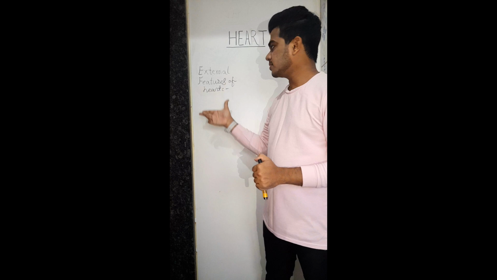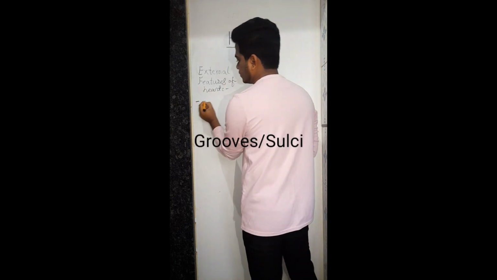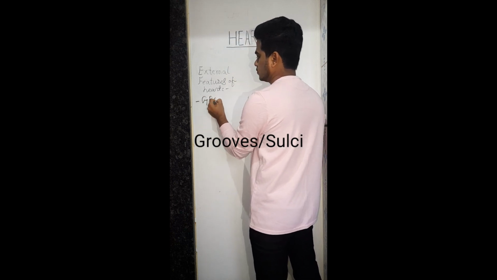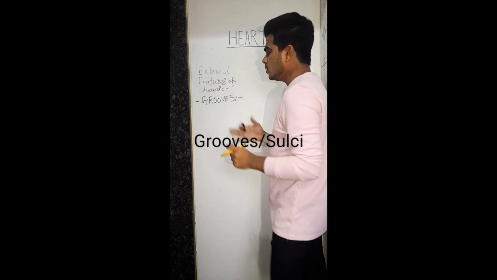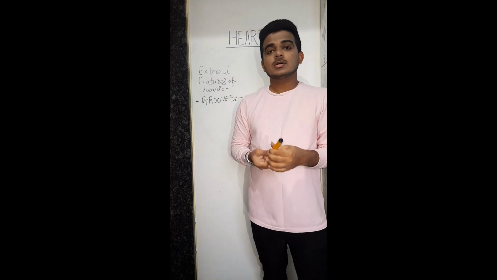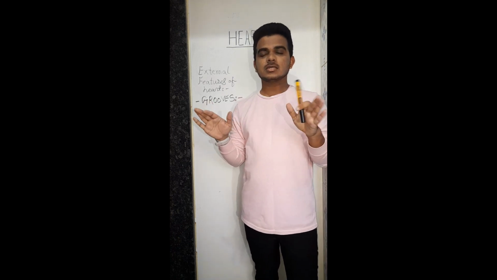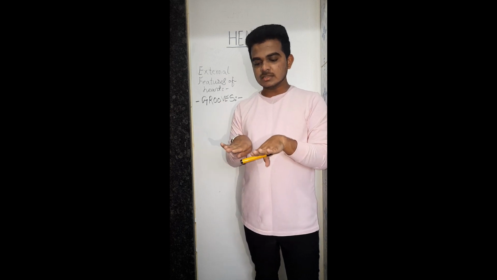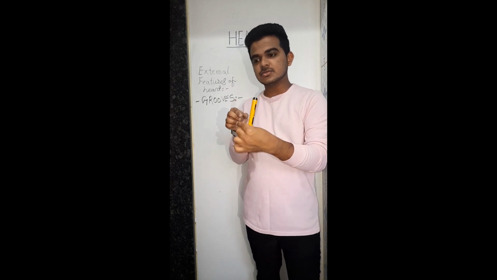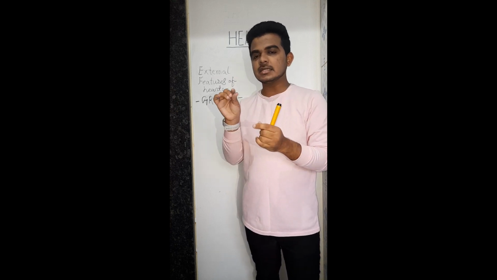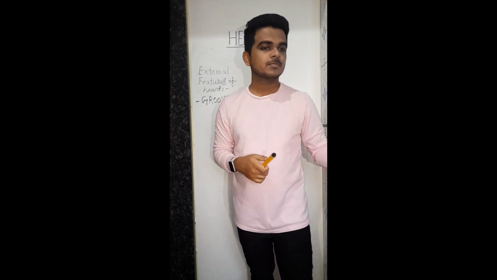In the external features of the heart, first we will see the grooves. Now what is a groove? In the heart there are three types of grooves. Just imagine two things joining at one point, and at the point where a channel-like, slightly deep structure is formed, it is called a groove. So in the heart there are three grooves.